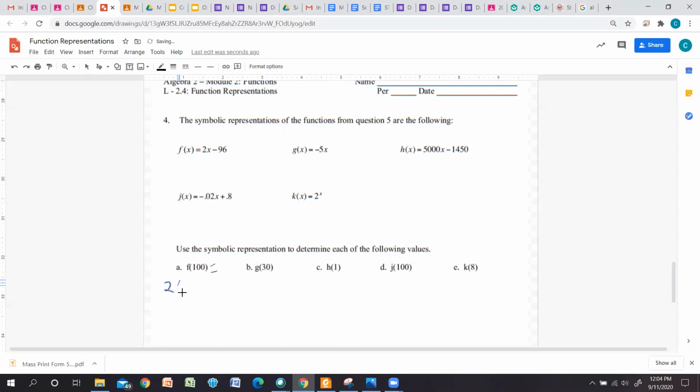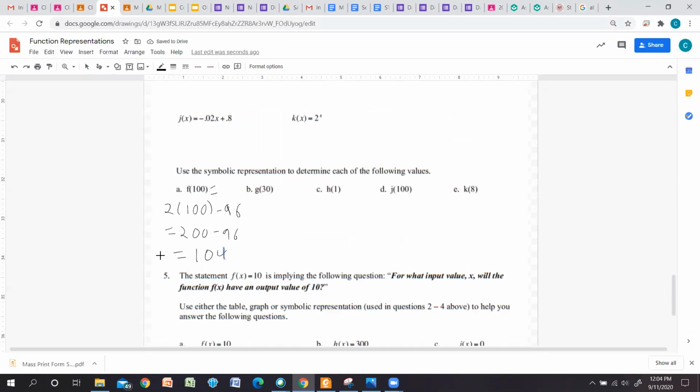So 2 times 100 minus 96 equals 200 minus 96, which is 104. And you just pick the right function and plug in the correct values.